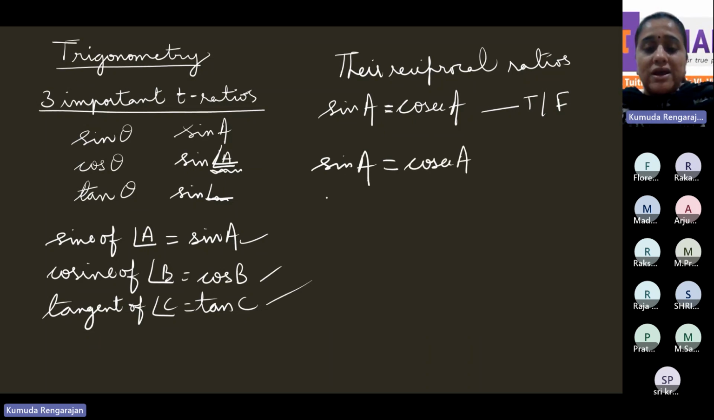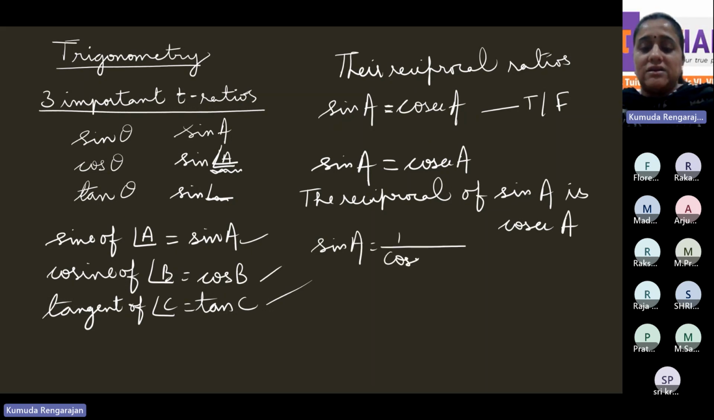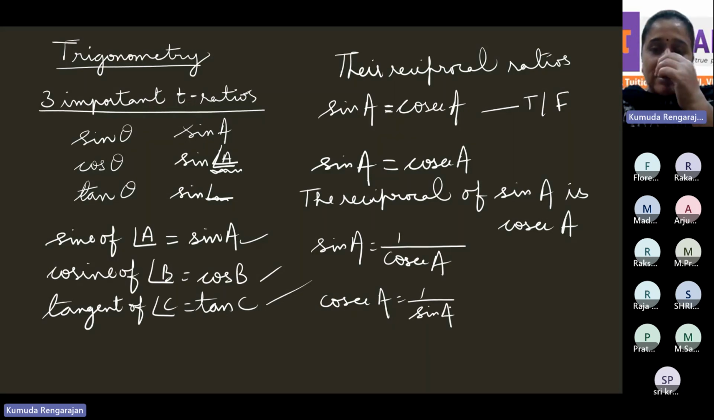This is wrong. You can write in words like this: the reciprocal of sine A is cosecant A. If you want to write it symbolically, then you must write sine A is equal to 1 by cosecant A, or cosecant A is equal to 1 by sine A. Sine A and cosecant A are not equal. They are reciprocals of one another.